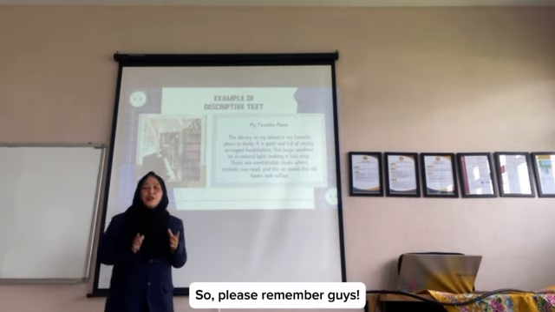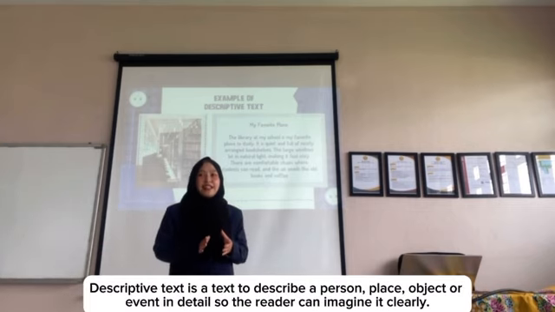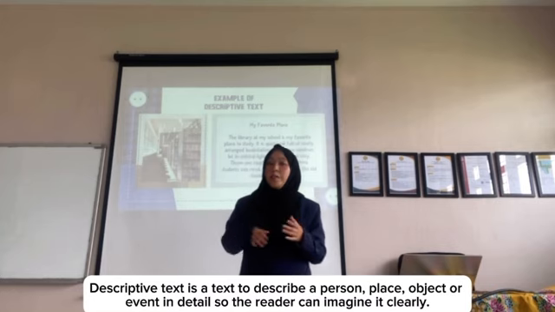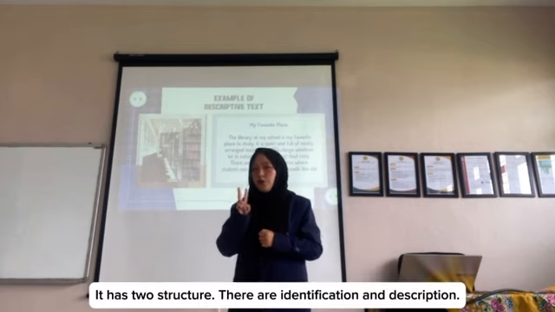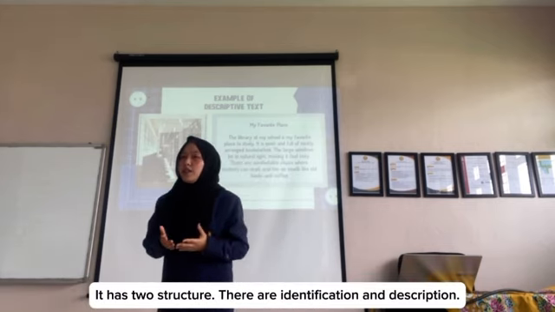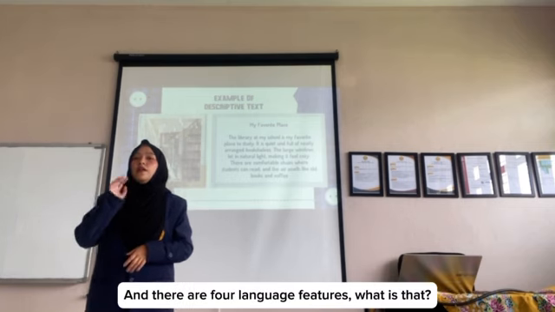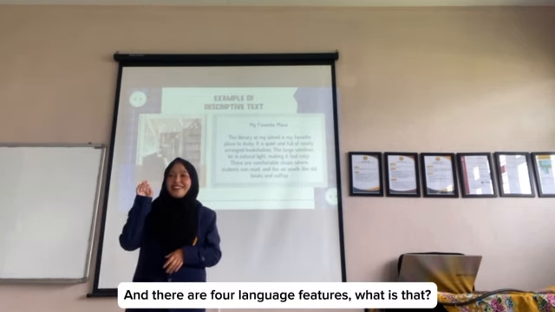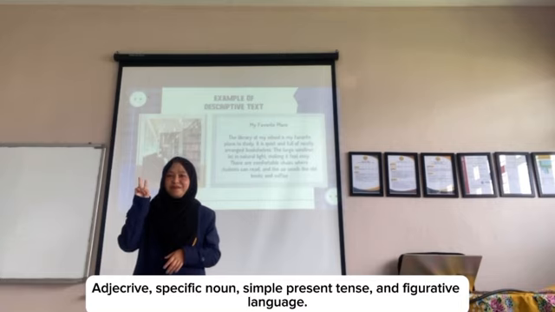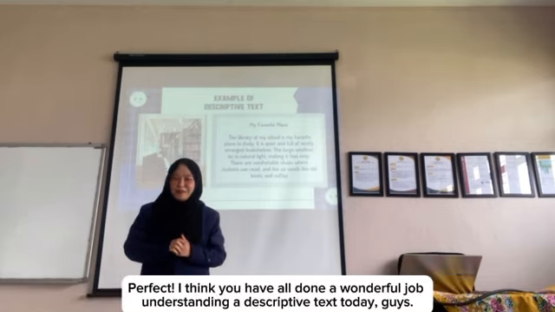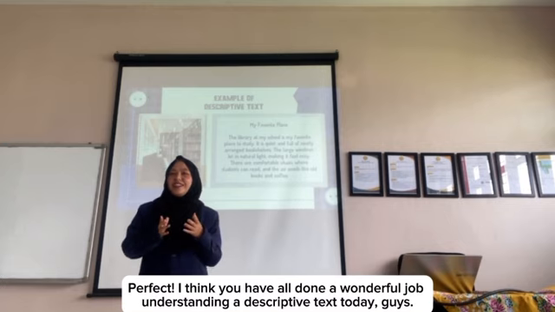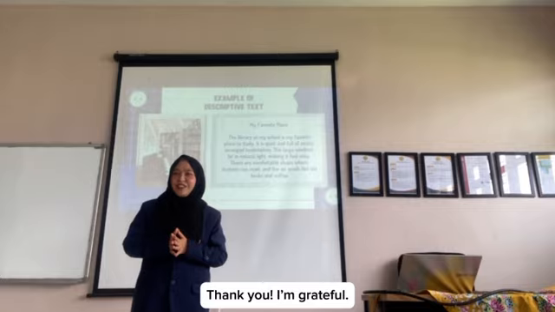Perfect. So please remember, guys, a descriptive text is a text that you use to describe a person, place, or object in detail so the reader can imagine it clearly. It has two structures, identification and description. And there are four language features. What are they? Adjective, specific noun, simple present tense, and figurative language. Perfect. I think you have all done a wonderful job understanding a descriptive text today, guys. Thank you. I'm grateful.